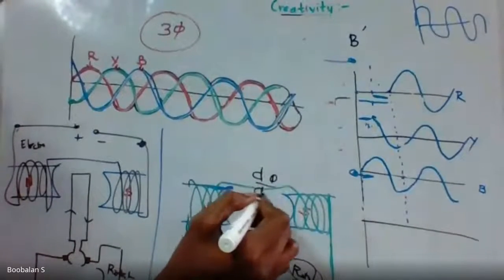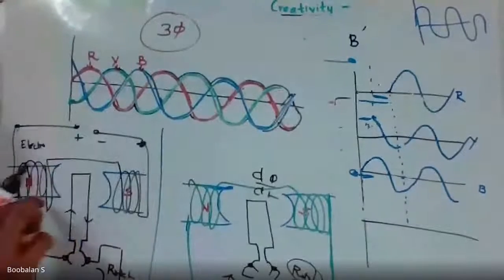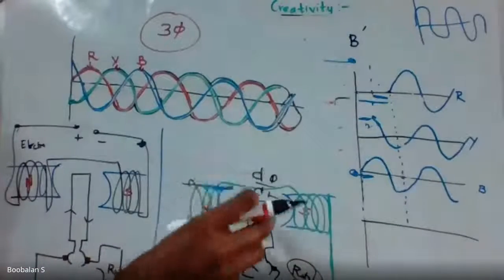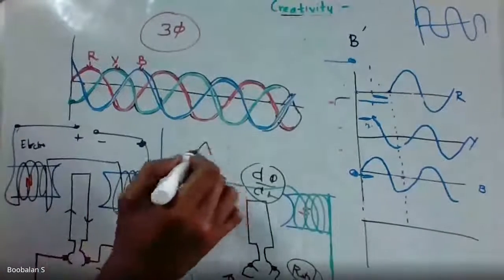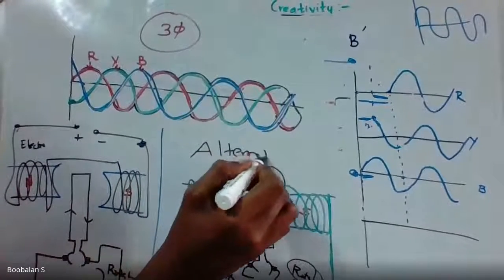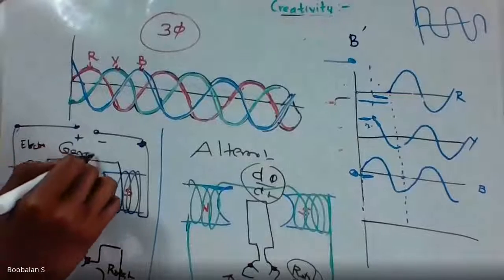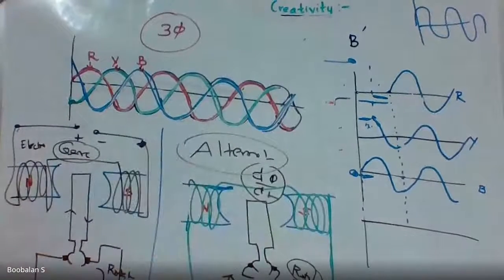That's all. So either keep one constant and change this, or change this and then rotate. Whatever it may be, you are just going to create a variation. So this is my alternator. This is my generator. Right? So this is a small concept, for better clarity. So any doubt in this?